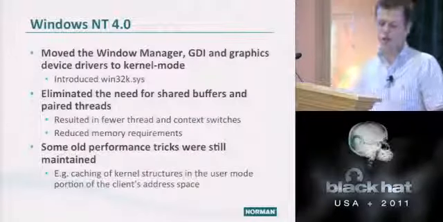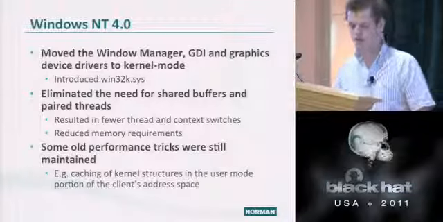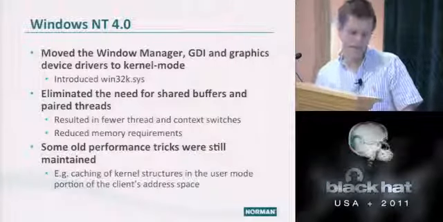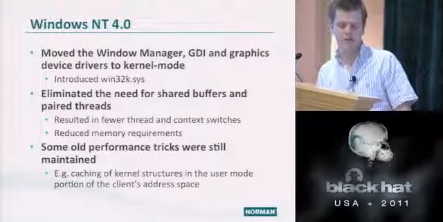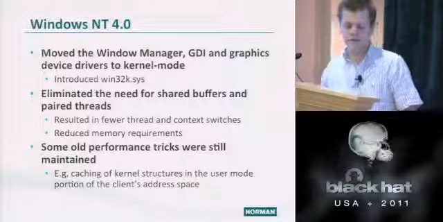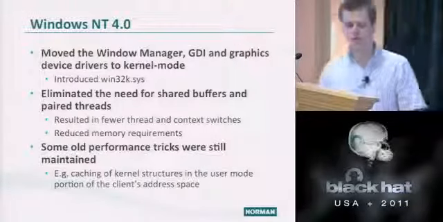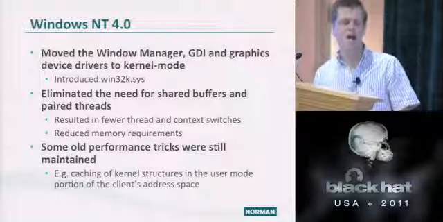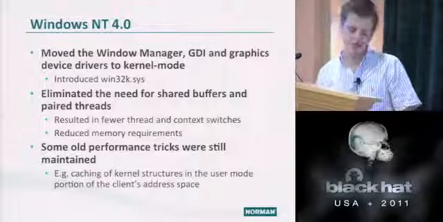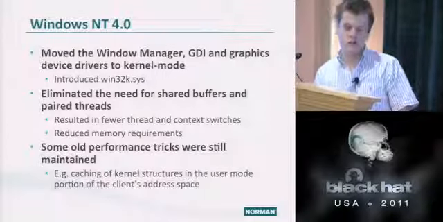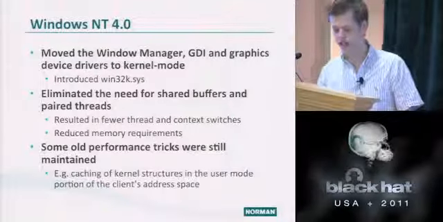So in Windows NT 4.0, they moved these components, or many of the components, to kernel mode. So this eliminated the need for shared buffers and paired threads. There were way fewer thread and context switches, reduced memory requirements, but they still use some performance tricks such as caching or mapping kernel mode structures into user mode. And this is good for performance, but really bad for exploitation, or good for exploitation.